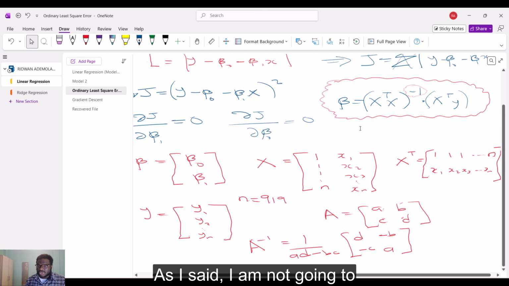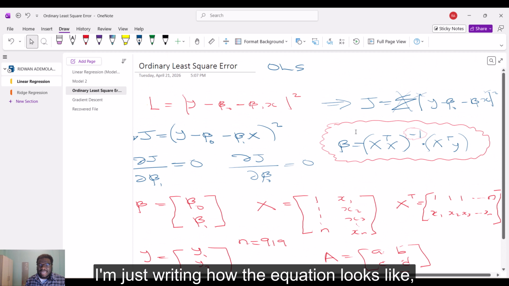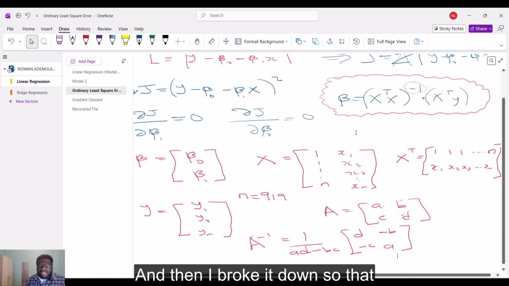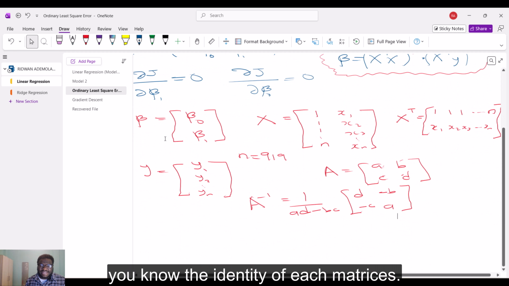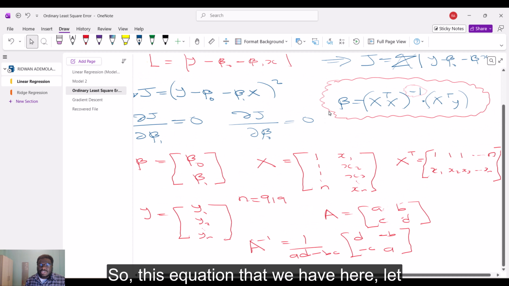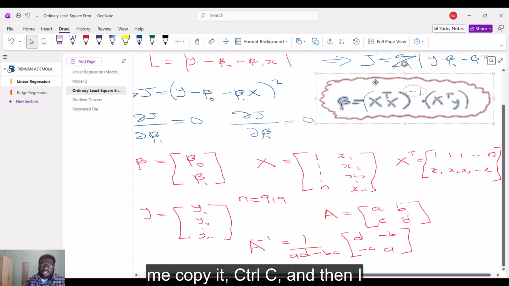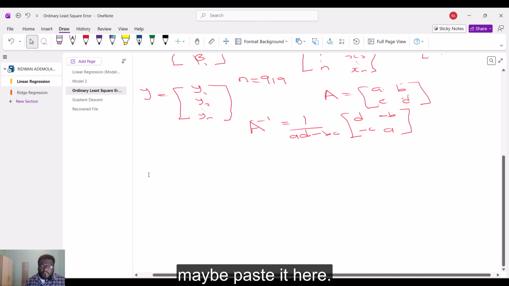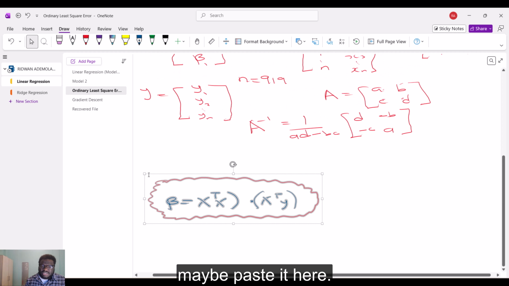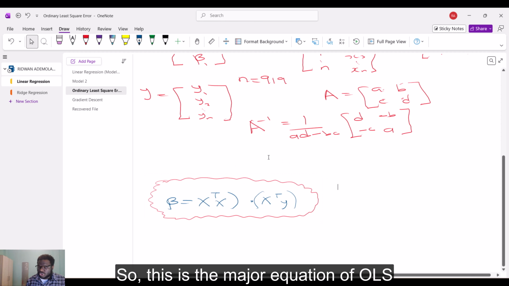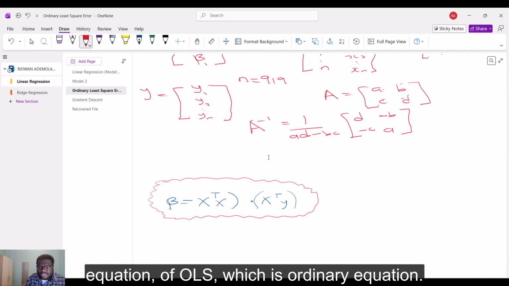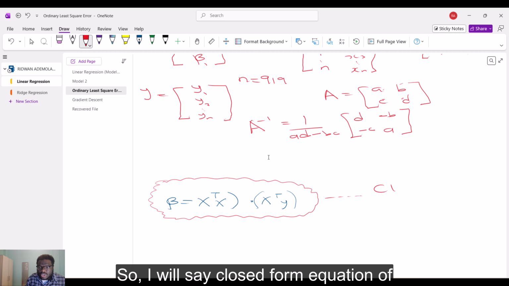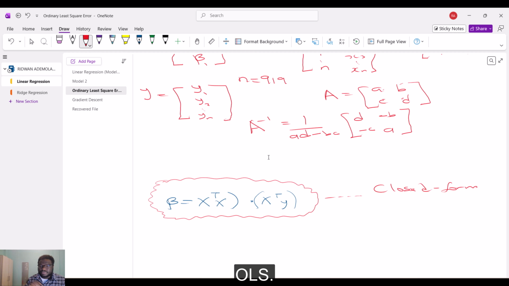As I said, I am not going to prove all of this. I'm just writing how the equation looks, okay? And then I broke it down so that you know the identity of each matrix. So this equation that we have here, let me copy it, Ctrl C, and paste it here. So this is the major equation of OLS. I will say closed form equation of OLS.